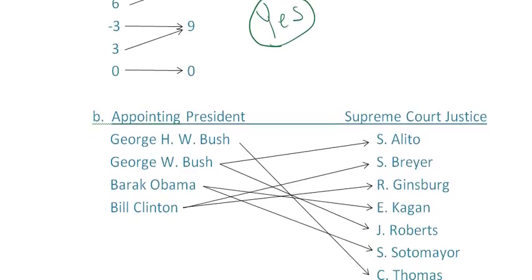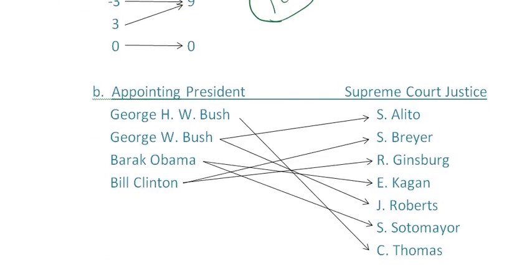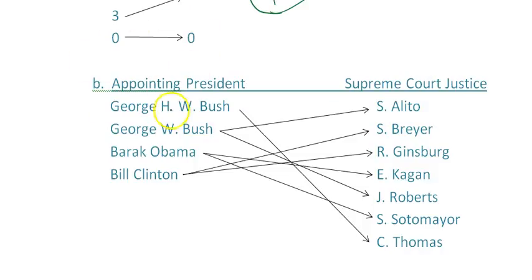And sometimes it's not numbers. Sometimes it's things that are not number related. Here we have a chart with some different presidents and a chart with Supreme Court justices and who appointed them. So that's the relationship. George H.W. Bush appointed Clarence Thomas. George W. Bush appointed Judge Alito and Judge Roberts. Barack Obama appointed Judge Kagan and Judge Sotomayor. And then Bill Clinton appointed Judge Breyer and Judge Ginsburg.